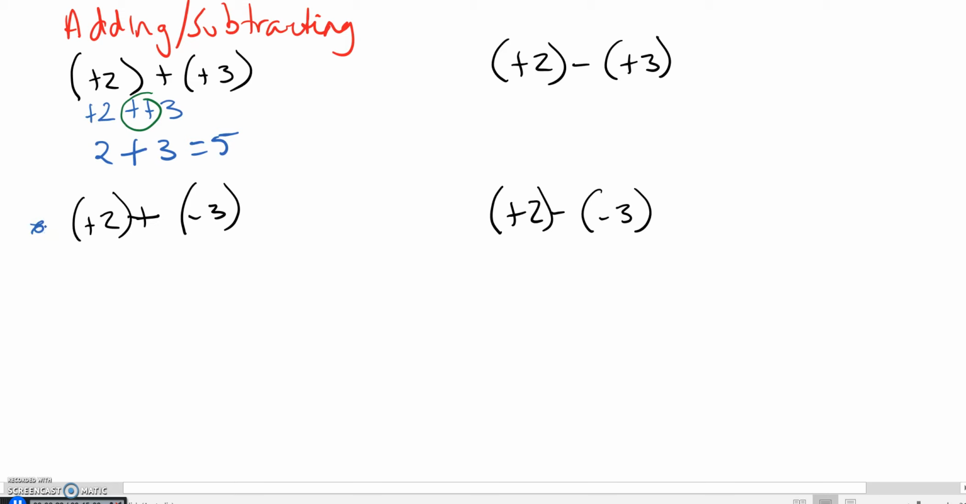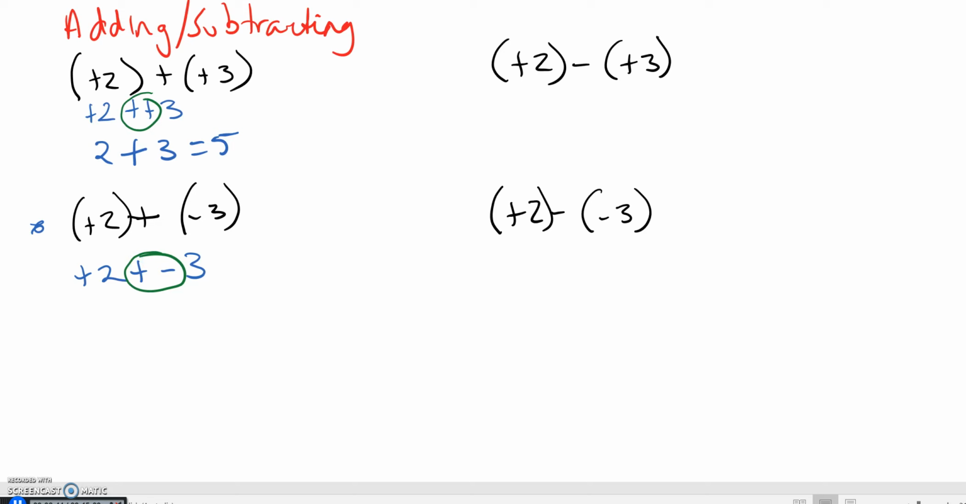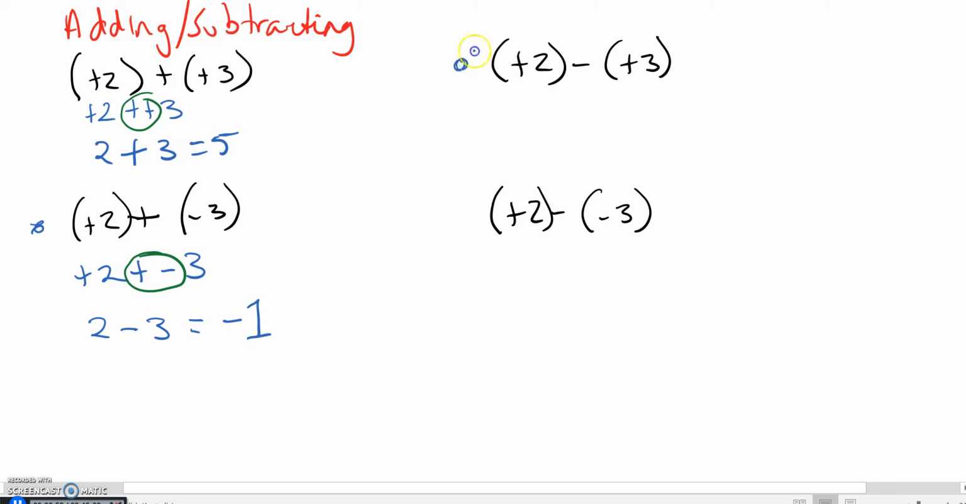Again, let's just drop the bracket. So plus 2 plus minus 3. If we have a plus and a minus next to each other, that'll end up being dropped, and we will just write it as 2 plus a minus makes a minus, 3 is negative 1. Up to this example here.